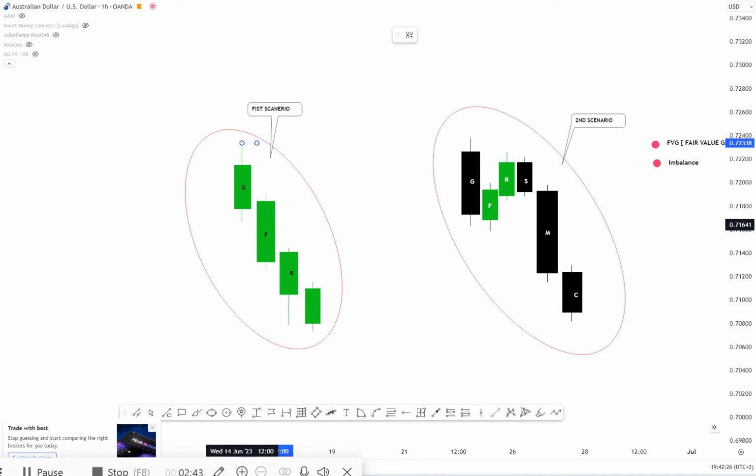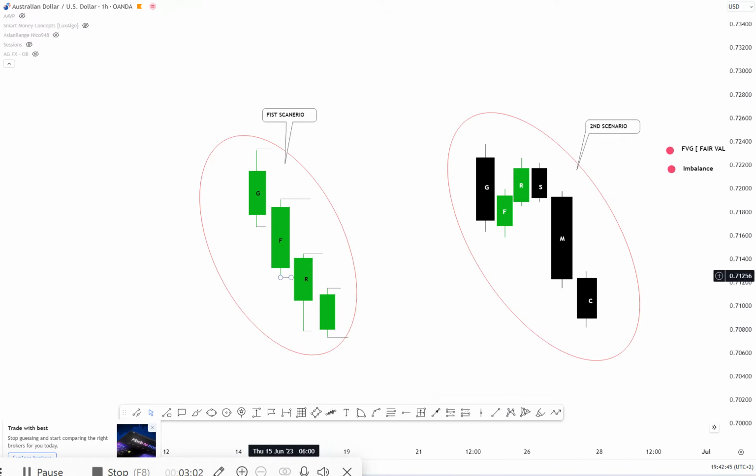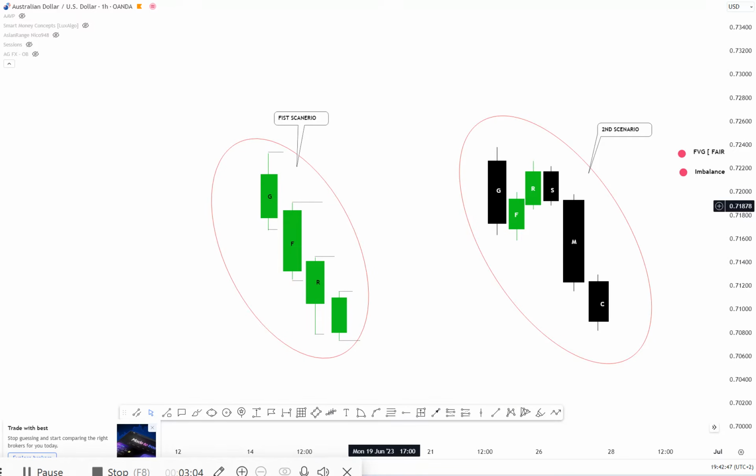This is our high, this is our low. This is our high of the F candle, this is our low of the same F candle. The high of the third R candle, the low of the third R candle. Here is the high and here is the low. So these all are the highs and lows of all candles.